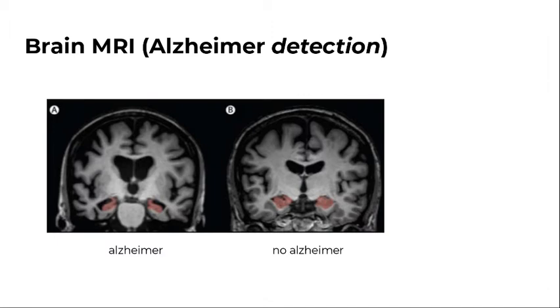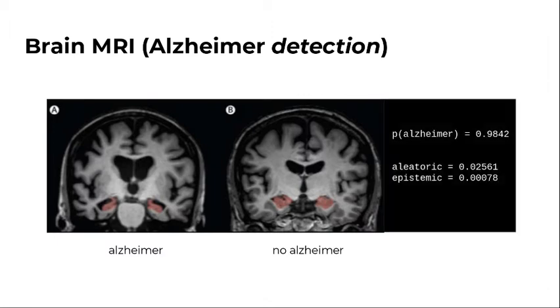So what we did here, on the left, we were just asking the model which of these images has Alzheimer. And for the A image, we had quite good predictions. Just as an example, the probability that we have Alzheimer on the left side is 0.98. Then we automatically also get some uncertainty measures, which is very helpful when you analyze these images.